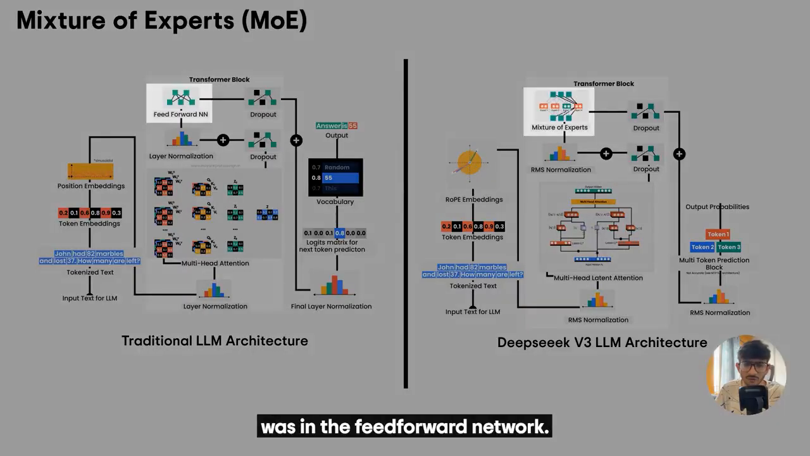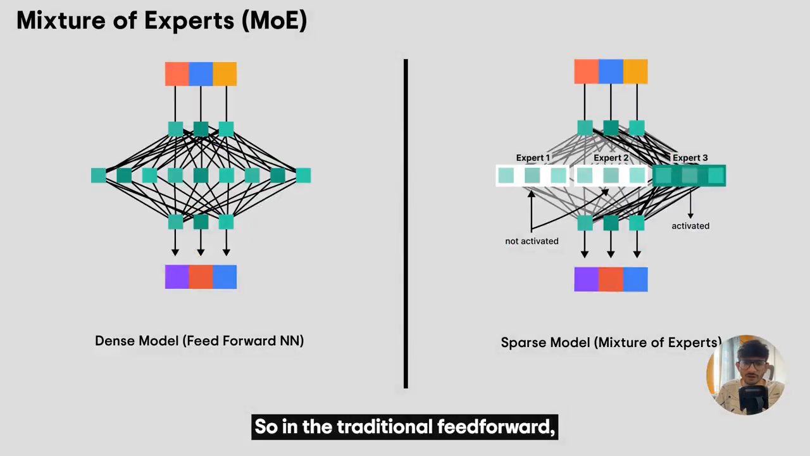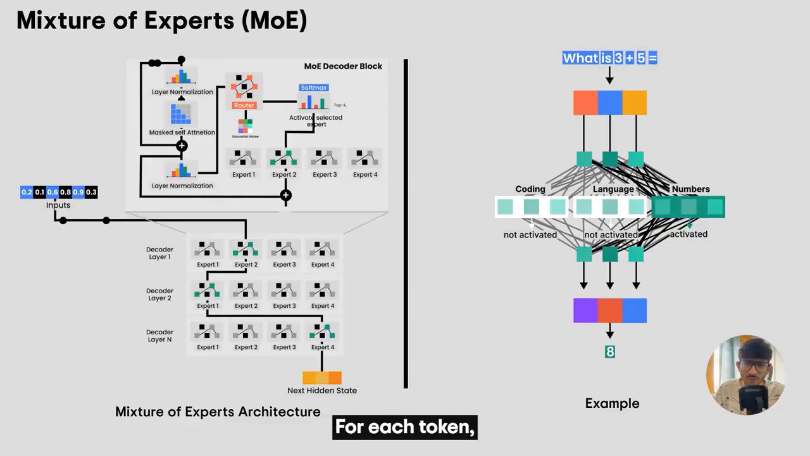So the next change was in the feed-forward network. In the traditional feed-forward, we have a single dense network that processes every token. It is simple but inefficient because all the neurons are activated, regardless of their relevance. So in DeepSeek, we have mixture of experts. Instead of one big network, we have multiple small expert networks. For each token, only 2 to 3 experts out of many get activated.